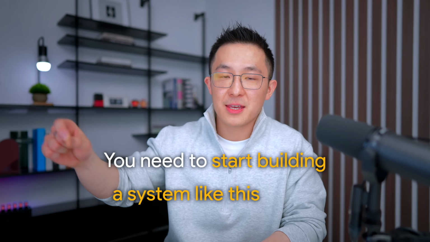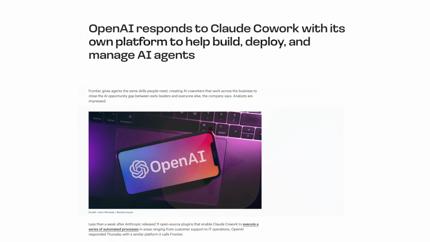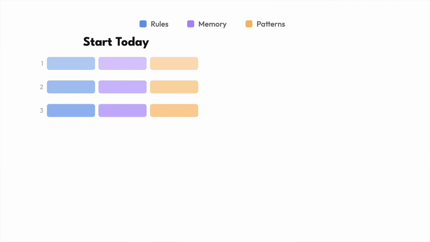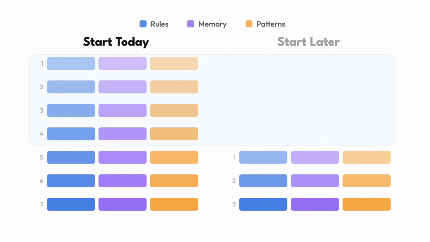I've been making videos for 6+ years now and I've never fear-mongered, so I don't say this lightly. But you need to start building a system like this today. It doesn't have to be on Claude because Google and OpenAI will definitely come up with Cowork equivalents. You don't even have to use my templates or take my course. But you do need to start building this personal context system as soon as possible because the rules, the memory, the patterns compound every single session. And you will always be ahead of someone who starts even a day after you.